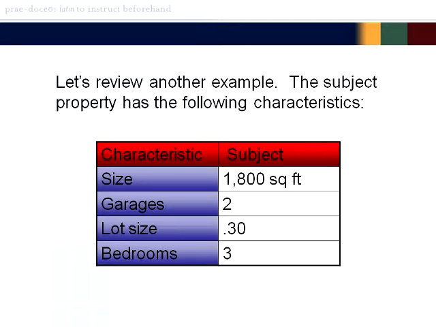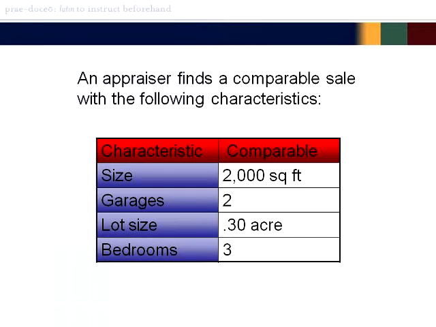Let's review another example. The subject property has the following characteristics. Size, 1,800 square feet. Garages, 2. Lot size, 0.30. Bedrooms, 3. An appraiser finds a comparable sale with the following characteristics. Size, 2,000 square feet. Garages, 2. Lot size, 0.30 acres. And bedrooms, 3.